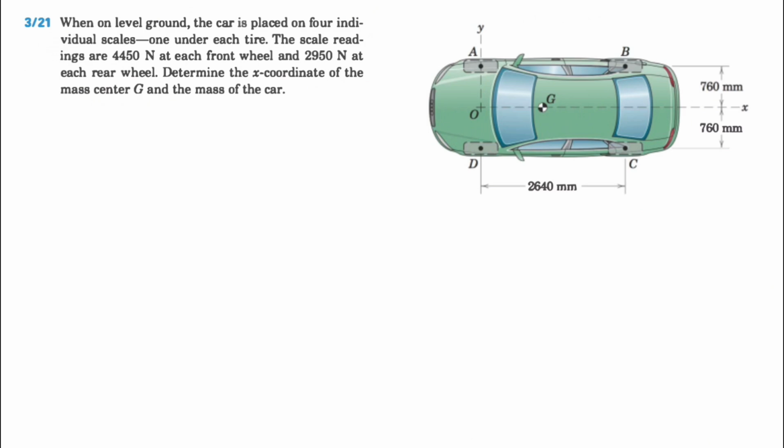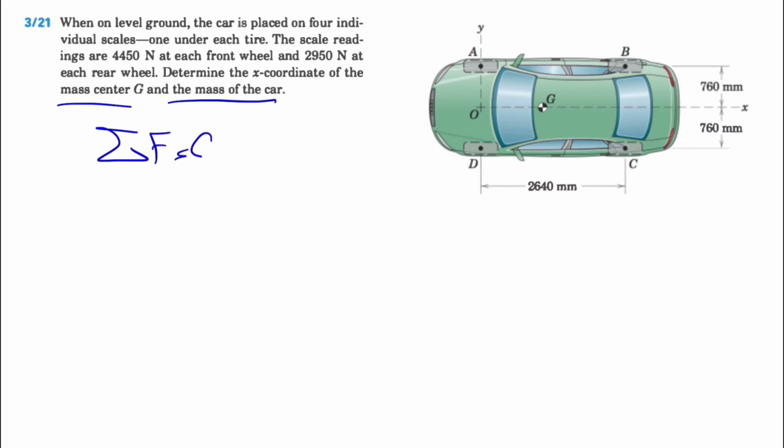We have this car that is placed on 4 individual scales, one under each tire, and the scale readings are 4450 newtons at each front wheel and 2950 newtons at each rear wheel. We need to determine the x coordinate of the mass center, or center of gravity, of this car, and in the second part we also have to find the mass of the car. So obviously we are in equilibrium.